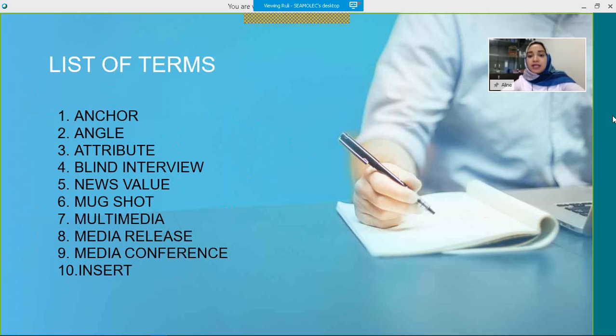And then the number 9 is media conference. This is also called a press conference, or a news conference, when reporters are gathered together to question someone in the news. Usually they take turns to ask questions to the interviewee. This gathering is usually organized by an individual or company to deal with all the media in one session or to promote a new product or service.